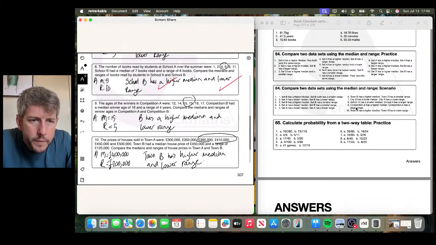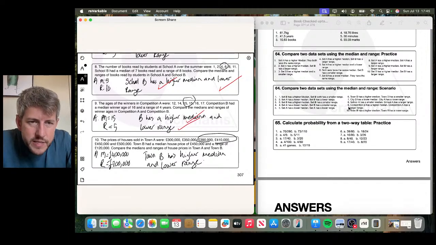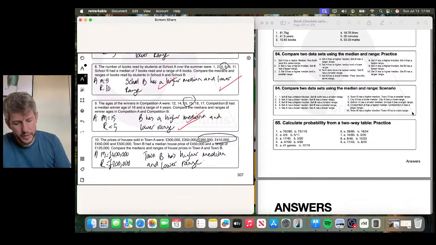Next one, competition B has a higher median. Competition A has a larger range. Competition B has a higher median, and a lower range. Yep, we agree. And question 10. Town B has a higher median. Town B has a lower range. Town B has a higher median and a lower range.